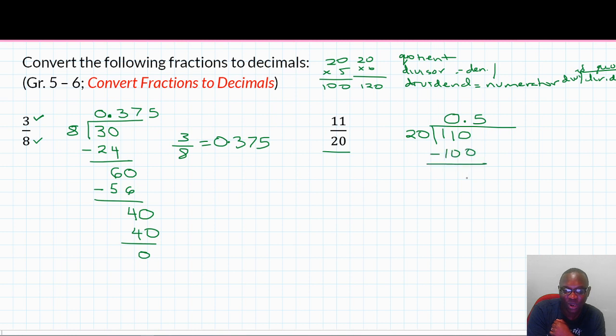And then we're going to subtract. We're left with a remainder of 10. Now that we have this decimal again, we can introduce another 0 here. 100 divided by 20, we have 5. 5 multiplied by 20, we have 100. And you subtract here, you get a 0. So therefore, 11 over 20 is equal to 0.55.